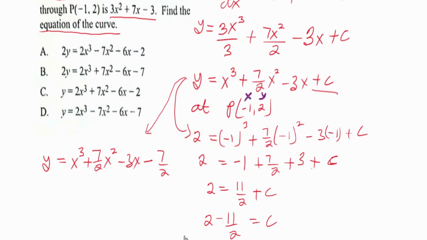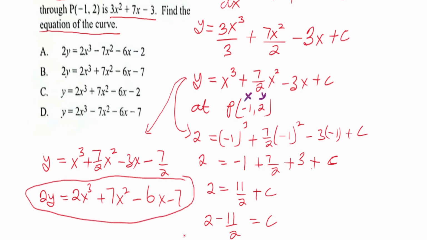Don't forget that. Looking at the options here, there is no fraction, so we are going to multiply it through by the denominator, which is 2. So 2 times this gives us 2y equals 2x cubed plus 7x squared, because the 2 is gone, minus 6x minus 7. And this becomes our answer. By looking through, that is option B.